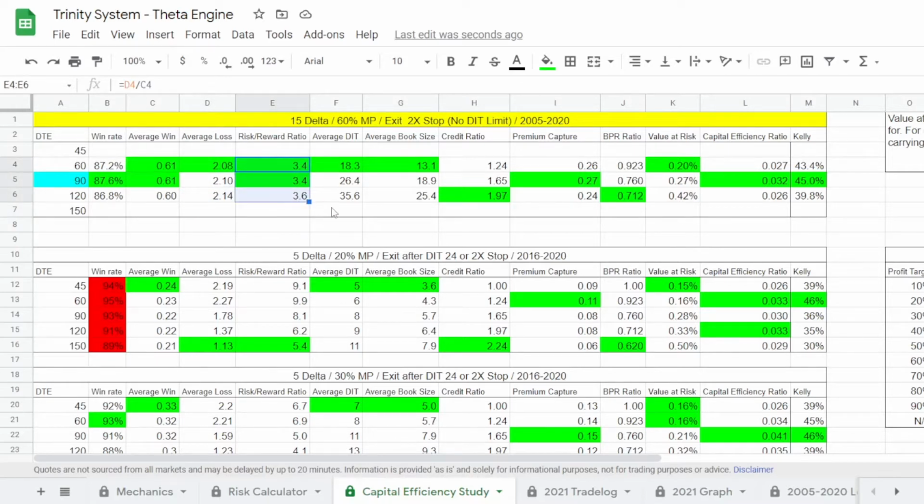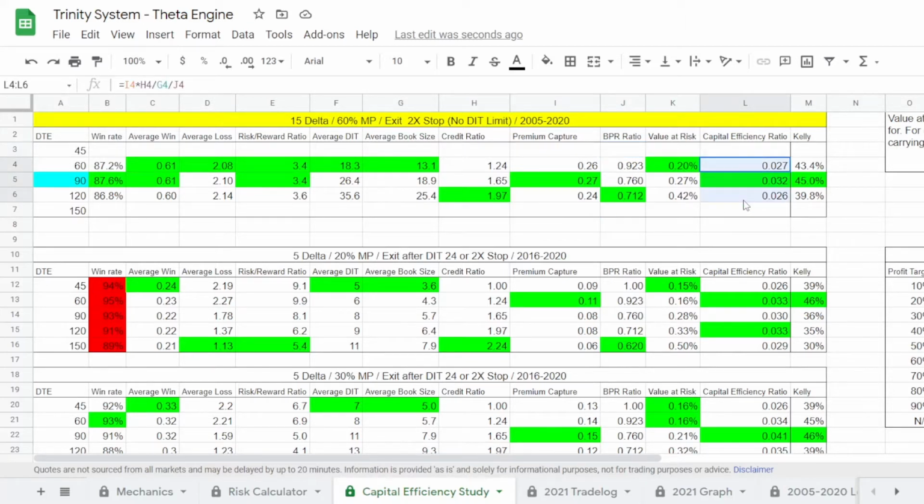Obviously, the main differentiation is the average DIT. 60 DTE has 18.3, 90 DTE has 26.4, and 120 has 35.6, which translates, of course, to the average book size. If you enter every day, and we're going to look in a second at how you can actually change this, you take the average days in trade, divide by 7 for a number of weeks, and multiply by 5, because you can only put on 5 trades a week. And in a previous episode, I talked about the credit ratio, the BPR ratio, value at risk, capture rate, and of course the capital efficiency ratio, so you can go back to the previous episodes to catch up on those metrics.